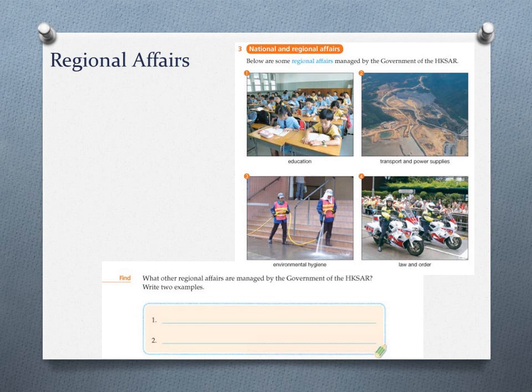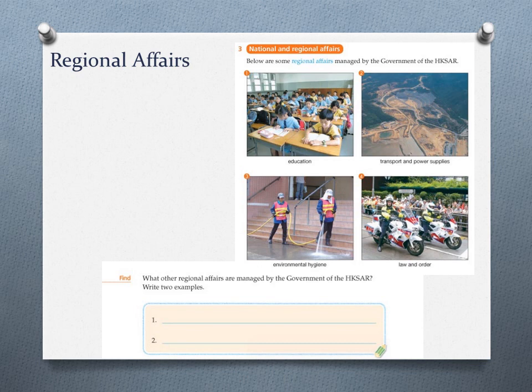These are very few highlighted here. So your job is to find out what other regional affairs are managed by the government of Hong Kong SAR. You have to do some research and give me 2 examples, because these are not the only 4 things that the Hong Kong government takes care of.